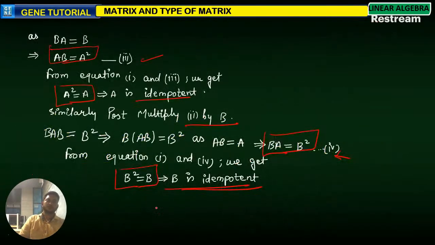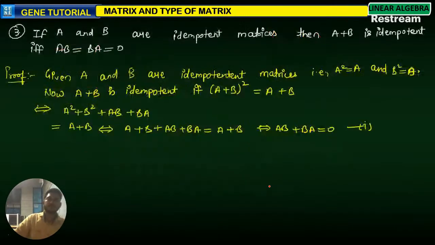This also gives you some idempotent matrix. The outcomes related to these are A square is equal to A and B square is equal to B. When we post multiply to each other, in equation one and equation two we use a post multiply type process. So it gives you A square is equal to A and B square is equal to B. So these are the solution for this. Come to the next slide.